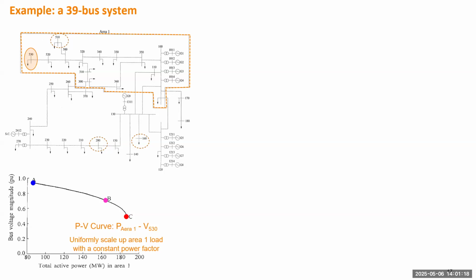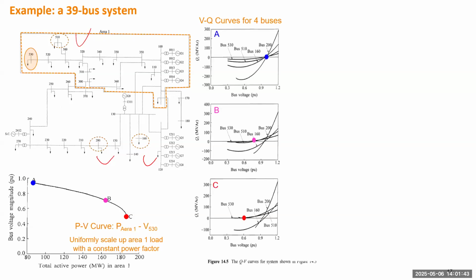Okay, and next step, we want to study the VQ curve at each of the three conditions. So A will be the initial condition, the light load condition, B will be heavy load condition, C will be the critical condition. We also compare the VQ curve at this bus to the VQ curve at some other buses. We just actually pick three other buses. One still in the same load area, another two is outside of load area. Okay, so we draw the VQ curve for the 4 buses. We have the VQ curve for the 3 conditions.